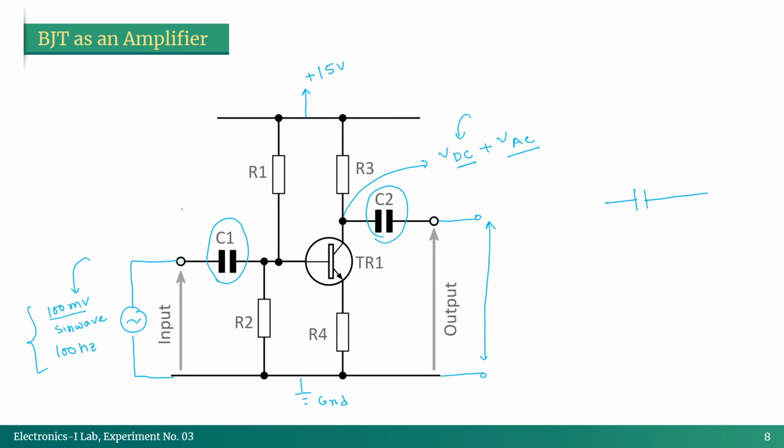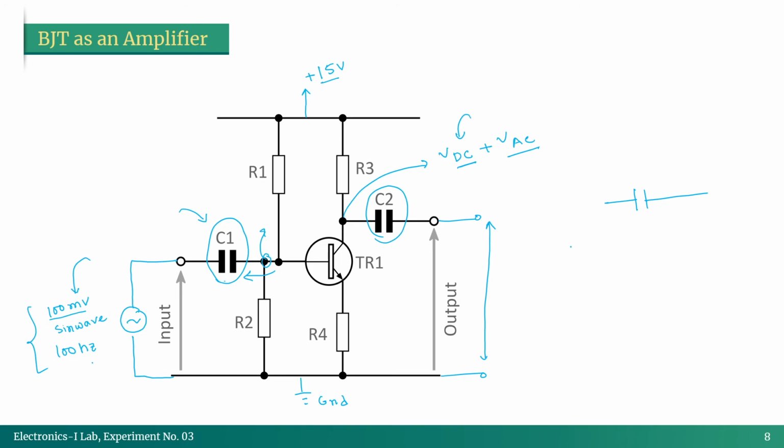And the same thing can be said for this C1 capacitor. This is also a coupling capacitor, and we know because of the biasing here, because of the 15 volt, obviously there will be some voltage at this node, and this cannot pass through this capacitor, so that no interference of the input is happening. Okay, so that's it. Our task is to give a 100 millivolt sine wave with 100 hertz, then measure the output. Then we have to find out the amplification we are getting.